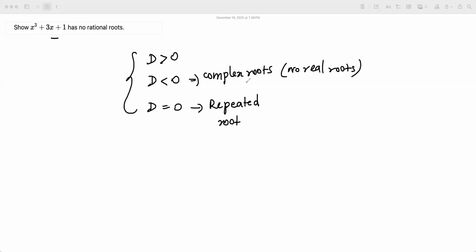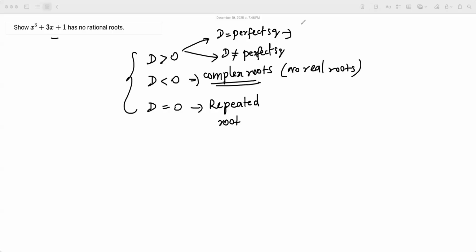We are only discussing quadratic polynomial, right? So D less than 0 means both are complex roots and their conjugates. D greater than 0 means there can be two cases. One is D is a perfect square, the other is D is not a perfect square. So here you get two real rational roots. This one is from algebra 1. Not a perfect square means two real irrational roots. Make sense?